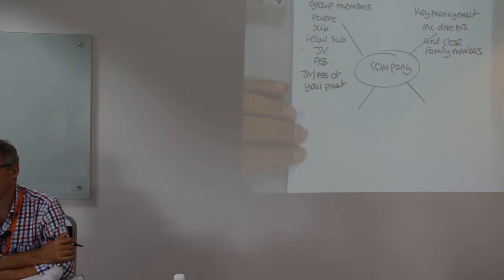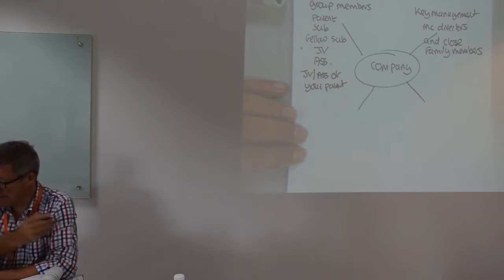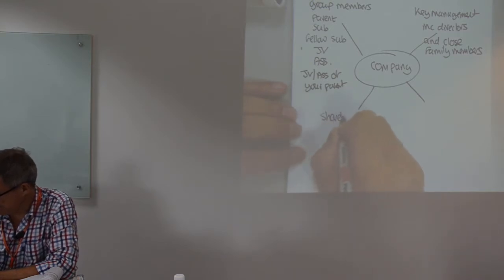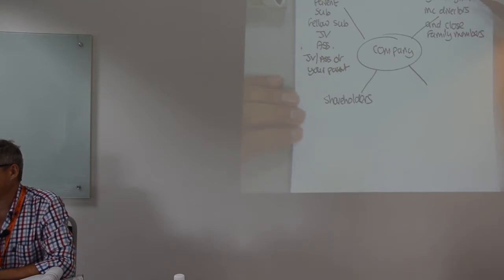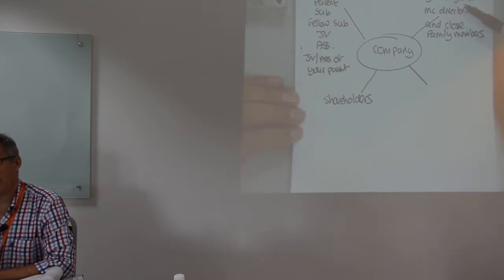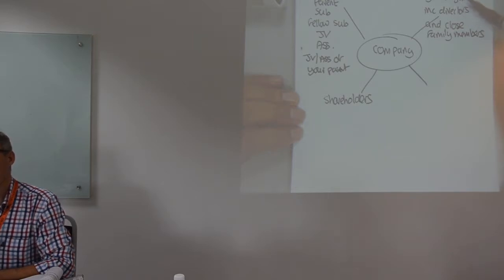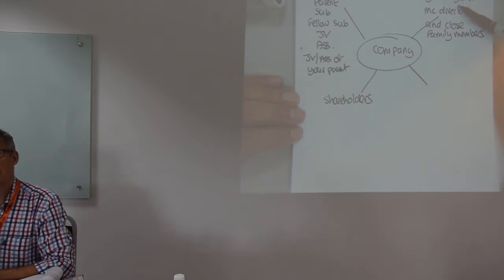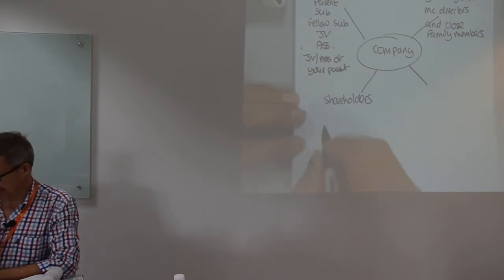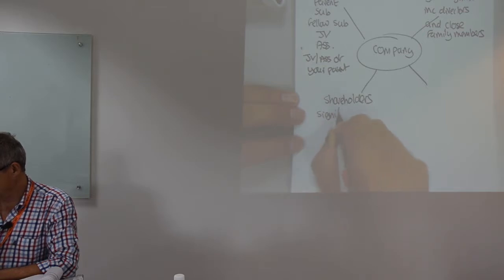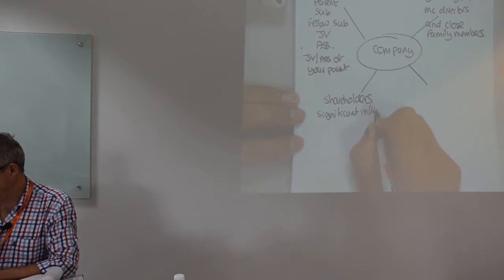Who else is related? Other group members, directors, shareholders. Now, the point about shareholders is a little bit like key management. Not all employees are related parties. It's only the employees who are able to influence the company, the directors, the management. And with shareholders, it's only those who have significant influence. As a rule of thumb, shareholders who have got more than 20%.